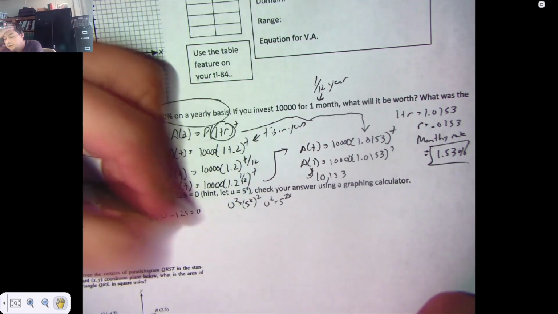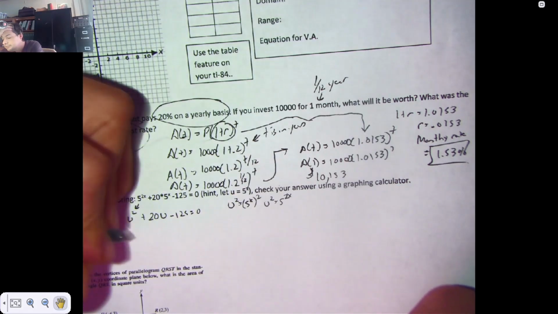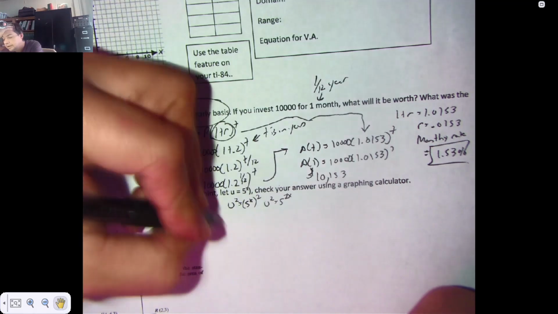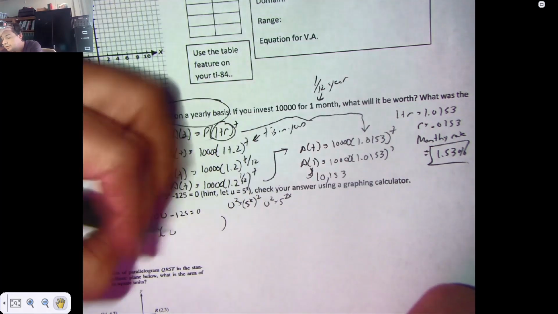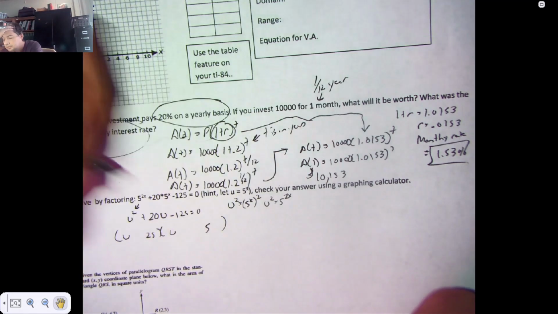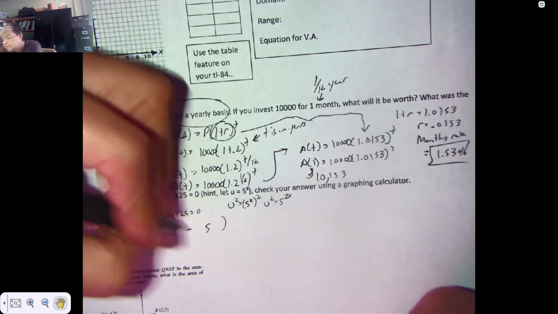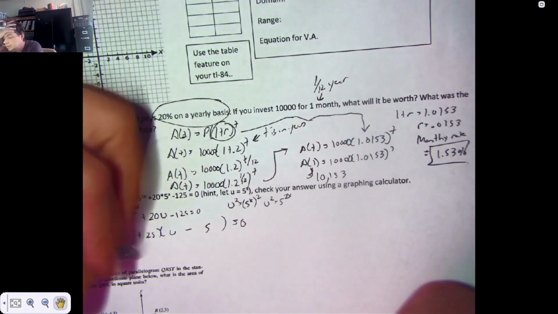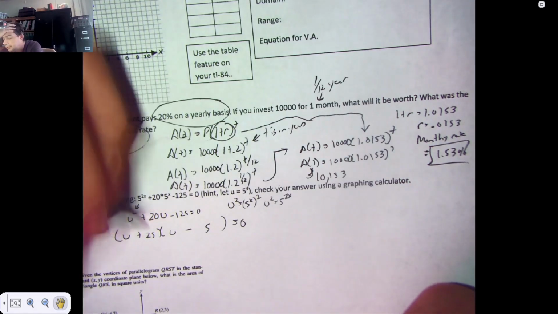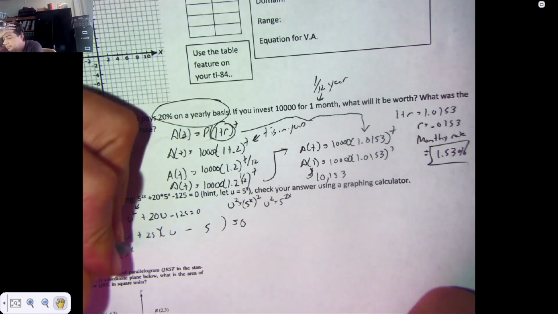And now it's something easy to factor. Factors of 125 are 25 and 5, in order to add to 20. That one's positive, that one's negative, set equal to 0. Now, since u is 5 to the x, I'm going to go ahead and put it back in.